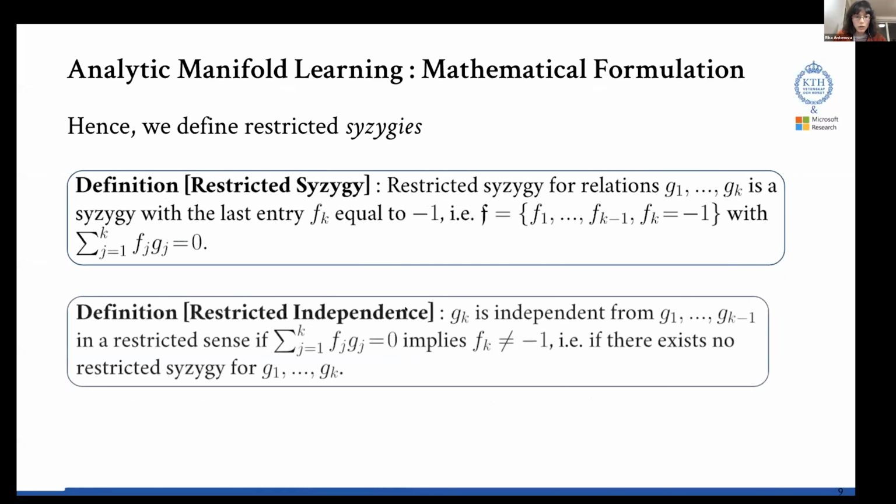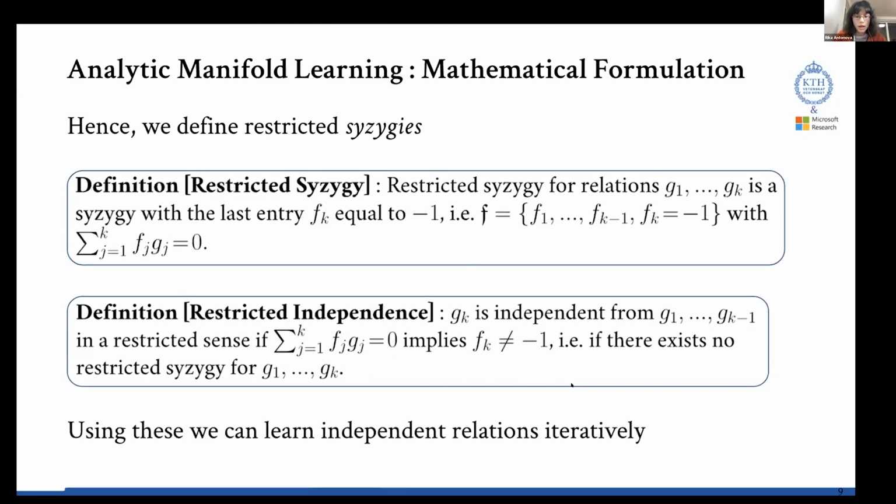And then there's an analogous notion of restricted independence that says if we cannot find such a syzygy with the last functional coefficient bound to the value -1, then these G1 through GK are independent. And this we are going to be using for learning independent relations iteratively.